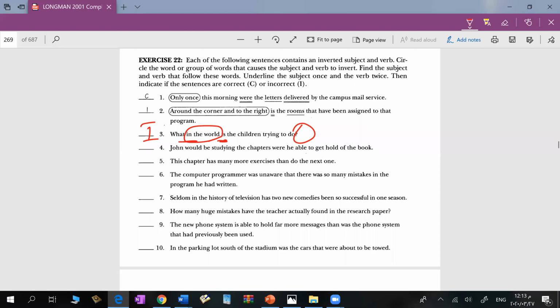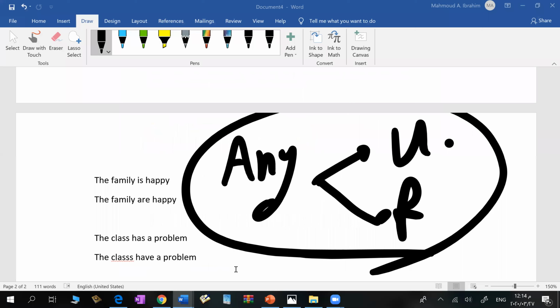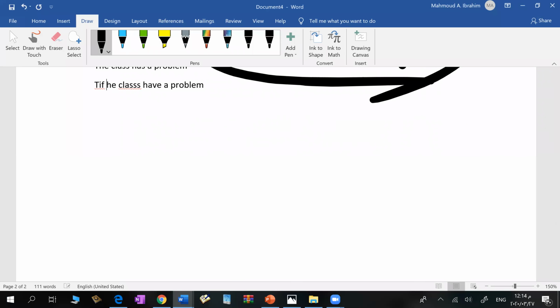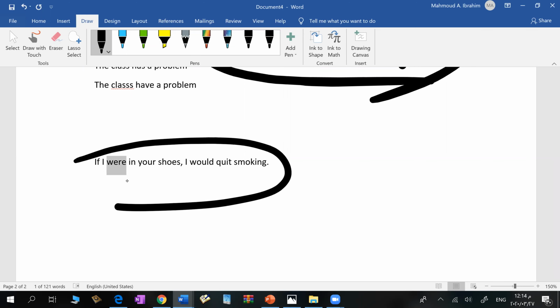Okay, remember we said yesterday there is an exception for subject-verb agreement in the second conditional of if. Remember? With the second conditional of if, there is an exception. We say, for example, if I were in your shoes, I would quit smoking. This exact example, I said it should be was, not were, correct? With second conditional, we give an exception. Only in second conditionals, here, for subject-verb agreement.